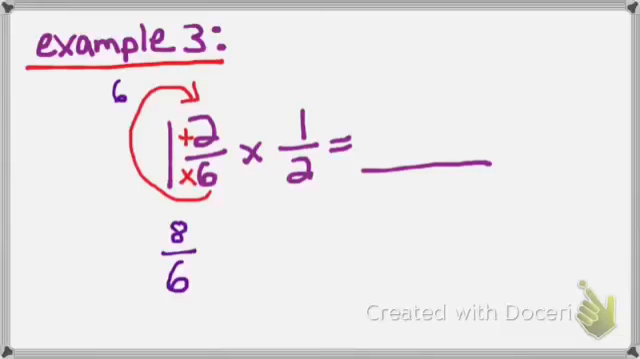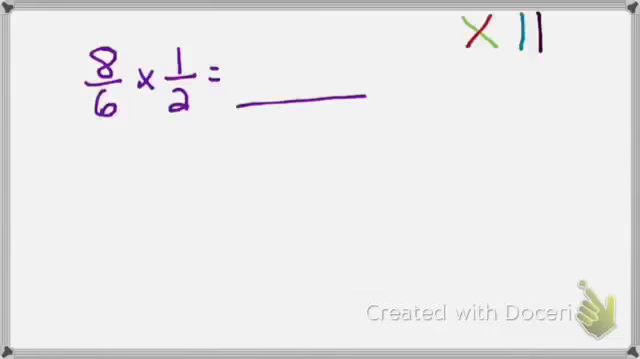I said 6 times 1 equals 6 plus 2 equals 8. So I got my numerator, and I kept my denominator of 6 the same. So I changed my mixed number of 1 2/6 into 8/6. Of course, I bring down my multiplication sign, and 1/2 is already a fraction. No changes need to take place, so I bring it down as is. So now I have the fractions 8/6 times 1/2. That's fraction by fraction, and I know how to do this.